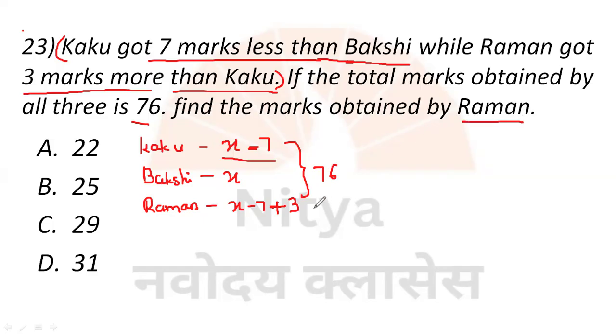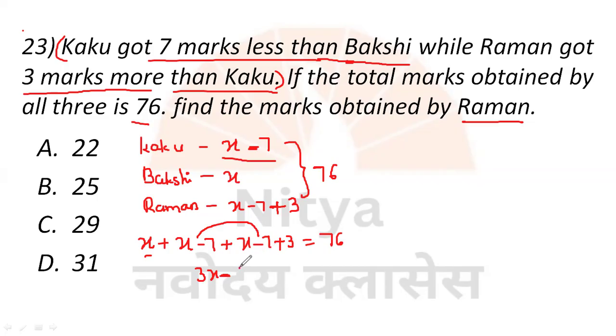So we have to find Raman's marks. First of all we have to find Bakshi's marks, then only we can find Raman's marks. So you have to simply add X plus X minus 7 plus X minus 7 plus 3 equal to the total, 76. So you have to add 3X. And for the numbers, you take the sign of the larger number, which is minus, so minus.